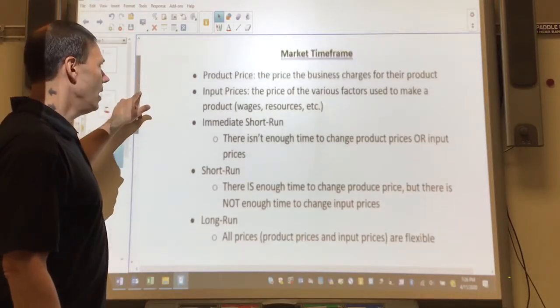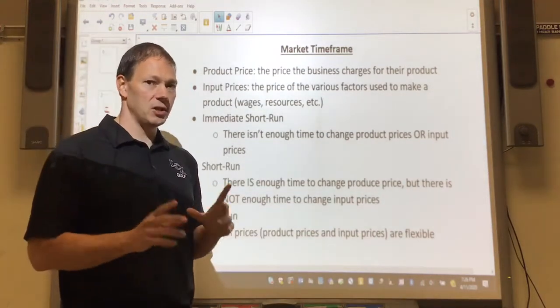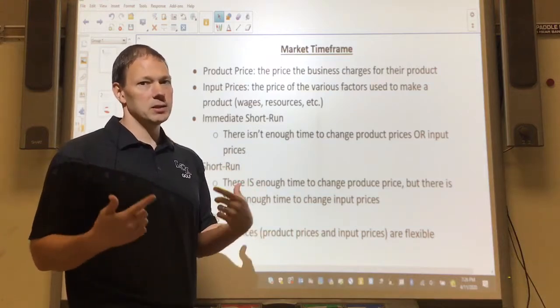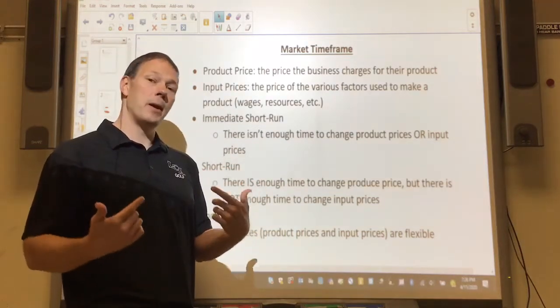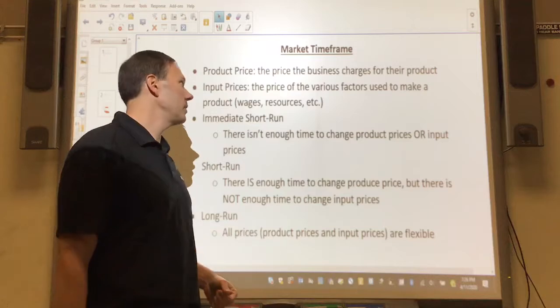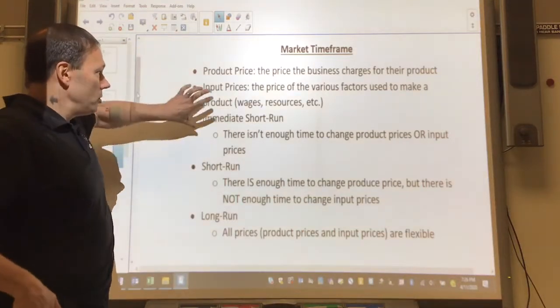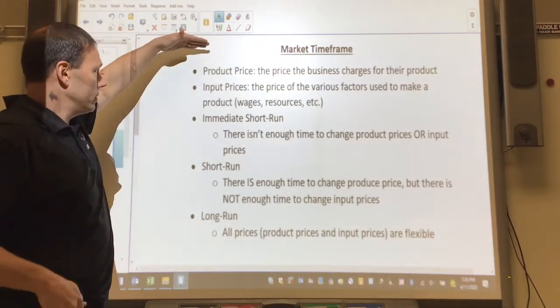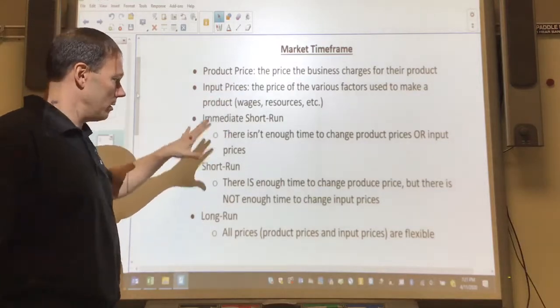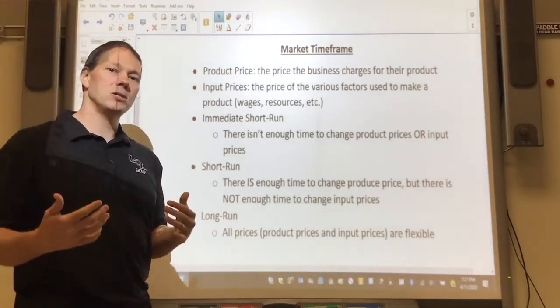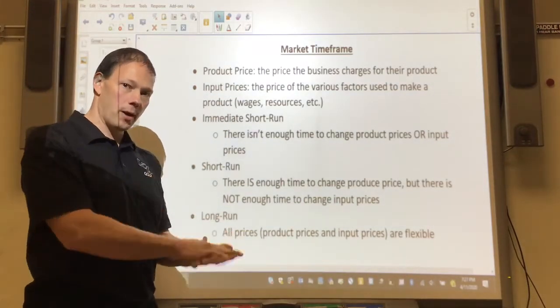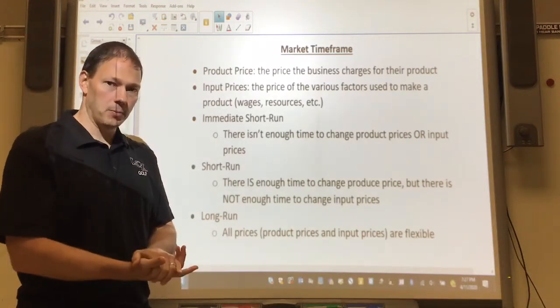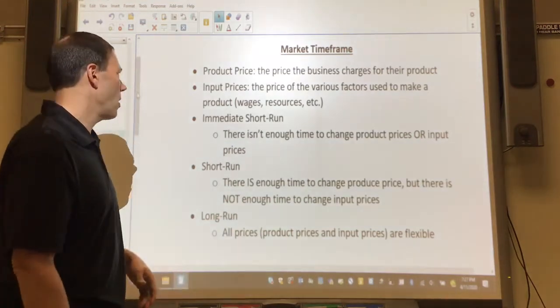The next, real quick, as a reminder of the definitions here, and these are important because the wording of the question may trip you up depending on how they say it. So, two things to keep in mind. We're talking about the short run, immediate short run, and long run, which are based on when product prices and when input prices can change. So a quick refresher on product and input prices.